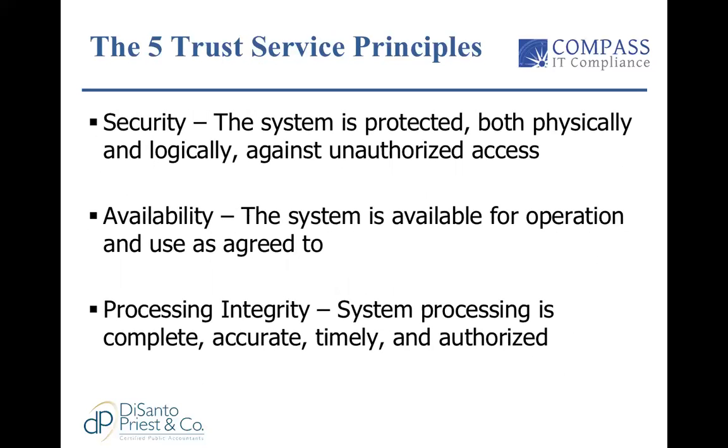So let's talk a little bit about, at least at a high level, what these five trust principles are all about. The first one, and they're in no particular order, but security. Security is really just what you think about when you hear that term. It could be described as the system, again, people, process, and technology, not just IT, is protected both physically and logically against unauthorized access. Availability. The system is available for operation and use as agreed to. Processing integrity. The system is processing information completely, accurately, timely, and that information is authorized.